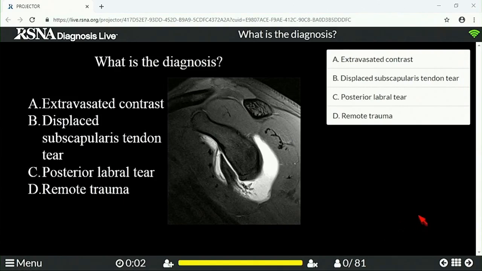Okay, so place your votes. What are you thinking? All right, we need some more green here.